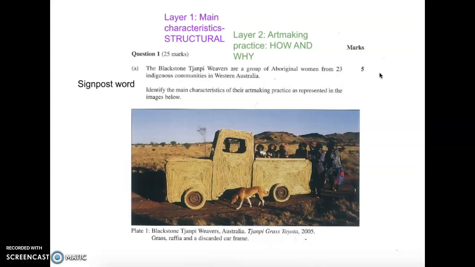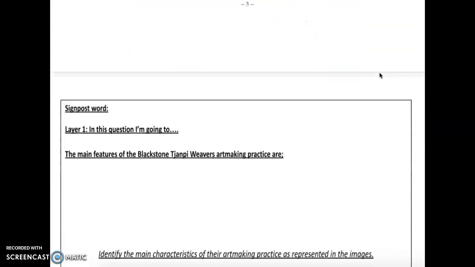A signpost word, so we know how to answer the question. Are we describing it? Are we explaining it? Are we analyzing it? What are we doing? And then we want to pick out two layers so that we have lots of different things to talk about, not just one thing. We want to make our answers and responses as sophisticated as we can to get us the most marks.